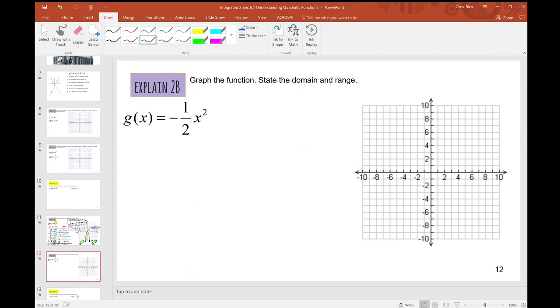Example b. Graph the function, state the domain and range. Our a value is a fraction. When we use a table to graph, we want our x values to be multiples of whatever the denominator is. The denominator is 2, so our x values are going to be multiples of 2.